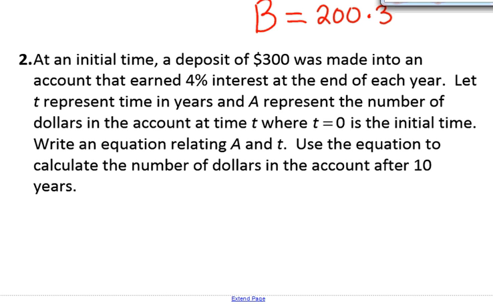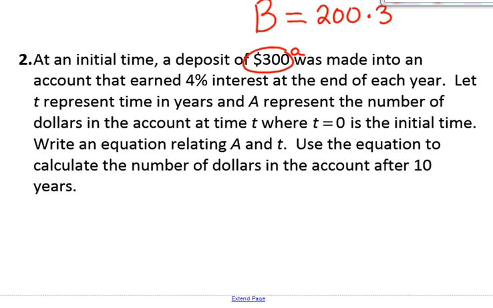So number 2 is a little bit trickier. We have a percent problem. So when we have a percent problem, it's either going to be a percent increase, so that's like a growth problem, or a percent decrease. So you have to figure out what kind that is. So for number 2, it says at an initial time again, a deposit of $300 was made. So that value right there is our initial amount, so that's going to be our A. Into an account that earned 4% interest.